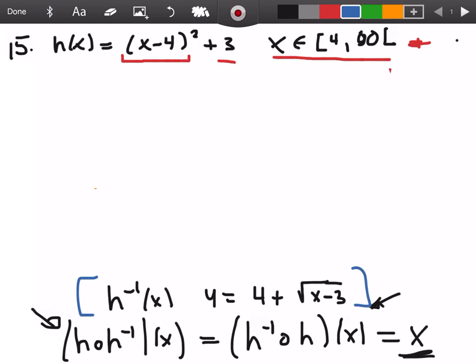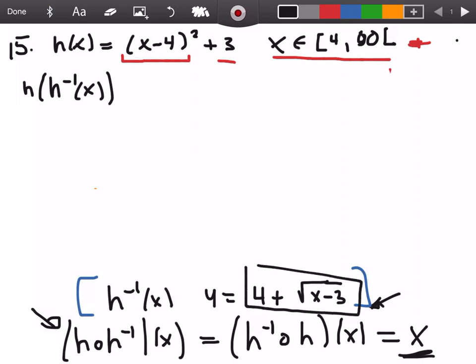Let's remember how to do that. See, this problem's got like everything. So it's like h of the inverse of h. What does that equal? Well, the inverse of h is this right here. So that's really saying h of 4 plus the square root of x minus 3.